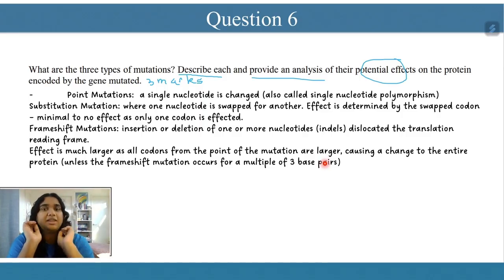So in this case, I'll just explain what that means. If your mutation affects a multiple of 3 base pairs, that means that an exact number of codons, so either 3 or 4 codons will be inserted or 3 or 4 codons will be deleted. If your mutation is not a multiple of 3 base pairs, then the entire protein sequence changes and you won't be able to recover any of the original codons that would have been produced in the protein had there been no mutation. So sometimes this can be a good thing, but sometimes it can be a bad thing. Overall, the effect of insertion or deletion mutations are much, much larger than point or substitution mutations.